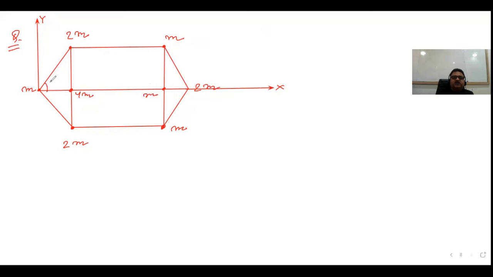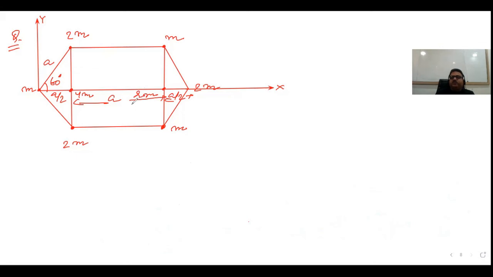This is 60 degree. This is A, correct? What is the value of this? This is equal to A cos 60. And A cos 60 means cos 60 is equal to half. Clear? This will be equal to A by 2. This is obviously A given, and this is A by 2. Clear?